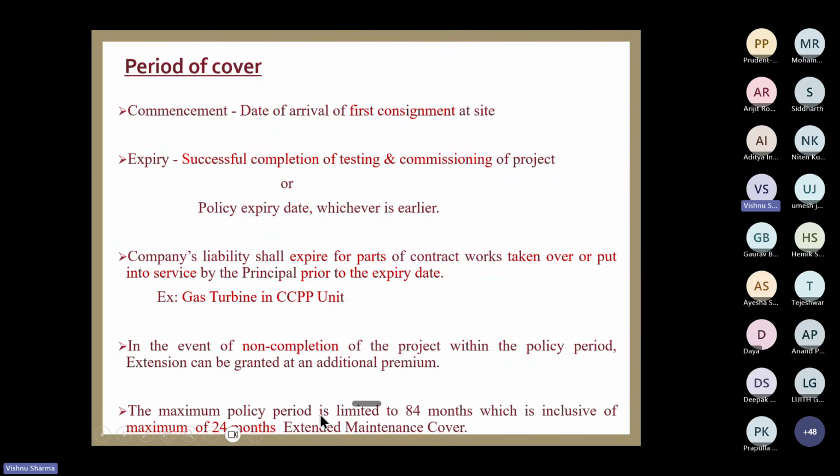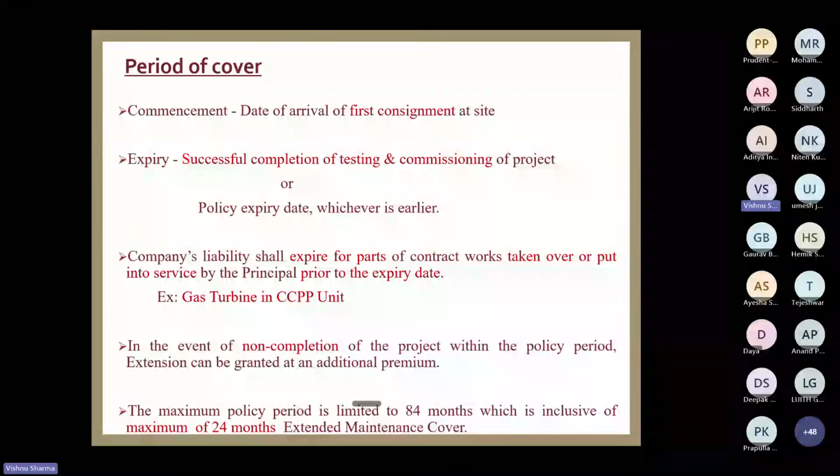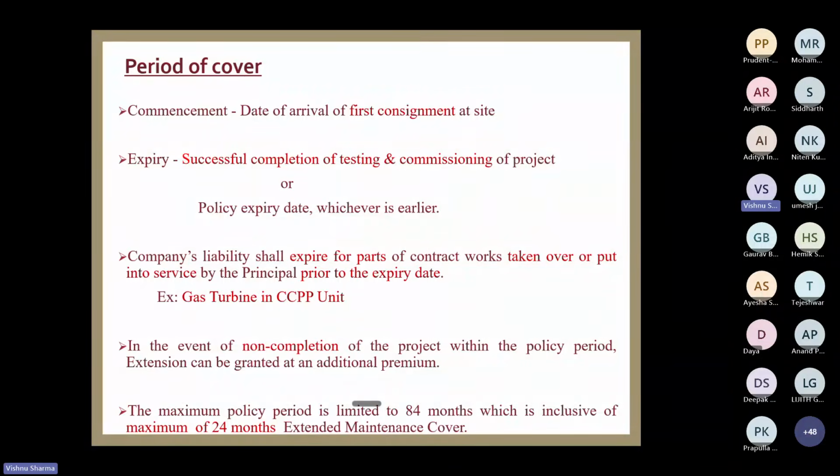Then the maximum period is limited. This is the project period we are talking about. The project period allowed as per reinsurance treaties is 84 months, and it is inclusive of your extended maintenance period. The length of the extended maintenance period is also defined as 24 months. Not more than 24 months of extended maintenance cover can be given.